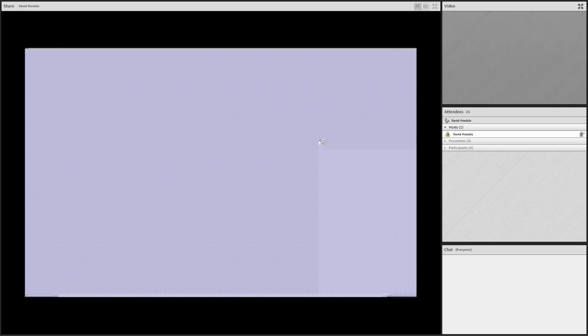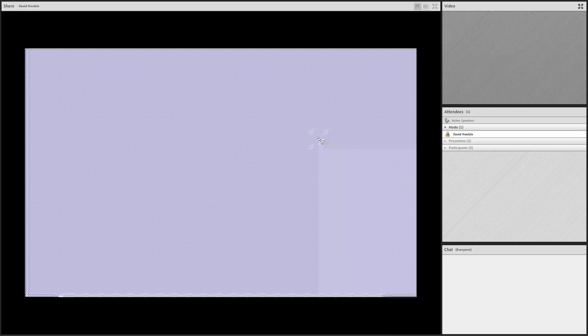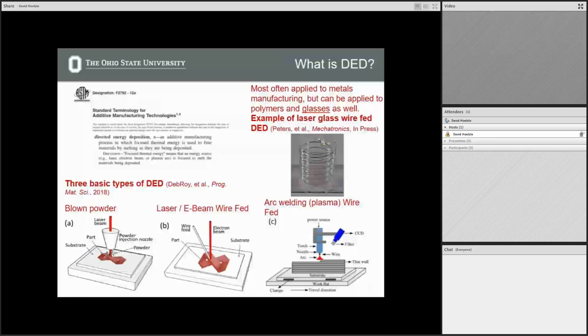So getting started with this, there's the basic outline. Pretty brief. Most of this module is going to be what is both of these, and we'll get into some examples for heat transfer. So directed energy deposition, in homework 1 you got to see some examples of what falls into this classification. But within directed energy deposition, there are 3 basic types that are what I would call subcategories of this.